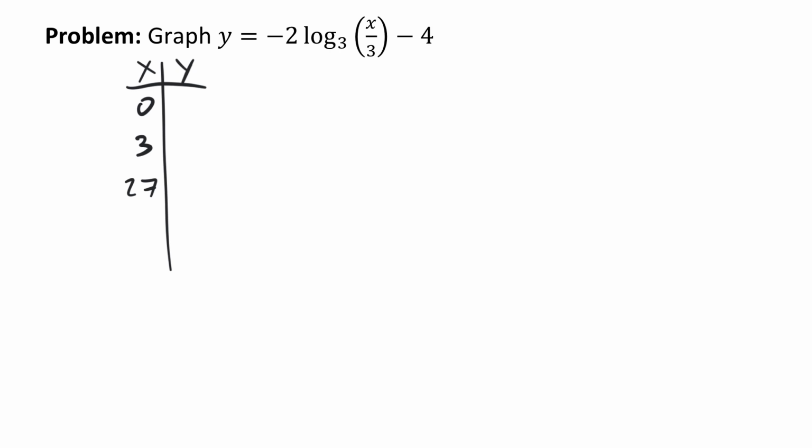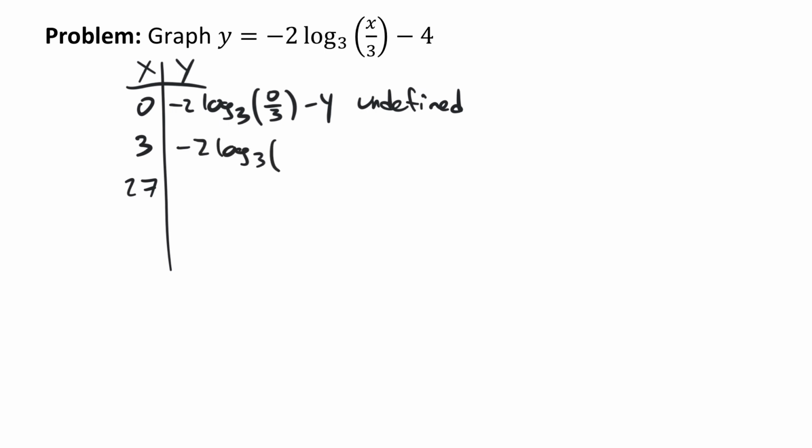So when I do 0, I'm going to get negative 2 log base 3 of 0 over 3 minus 4. Now 0 over 3 will be 0, and so log of 0 is undefined, and that's going to generate my vertical asymptote. Now here I've got negative 2 log base 3 of 3 over 3 minus 4. Well, 3 over 3 is 1. Log of 1 is 0. So I get negative 4 in the end.